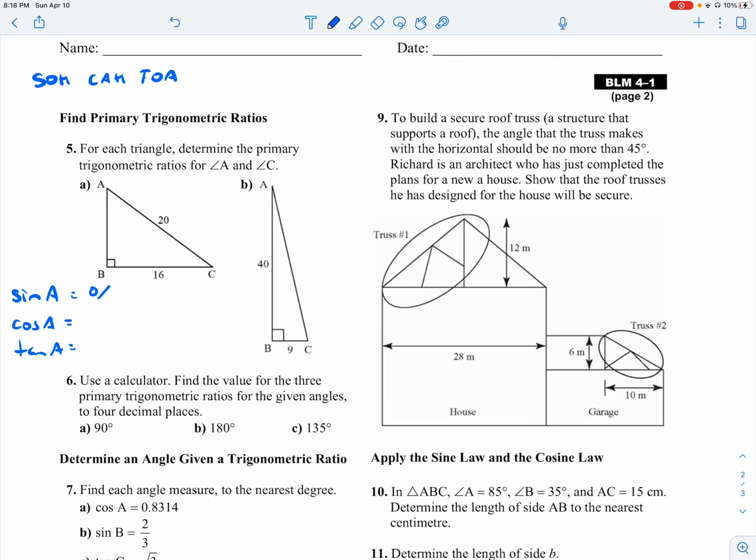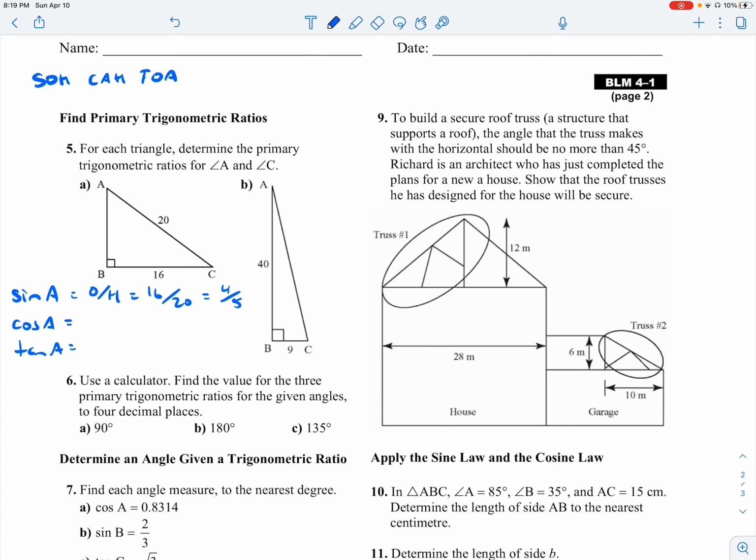Well, sine A is opposite over hypotenuse. So for A, opposite is 16, and the hypotenuse is 20. So we have 16 over 20. I need to simplify this fraction. I can divide both of them by 4, and I would get 4 over 5.